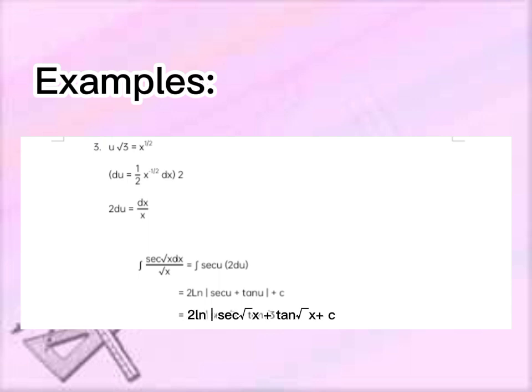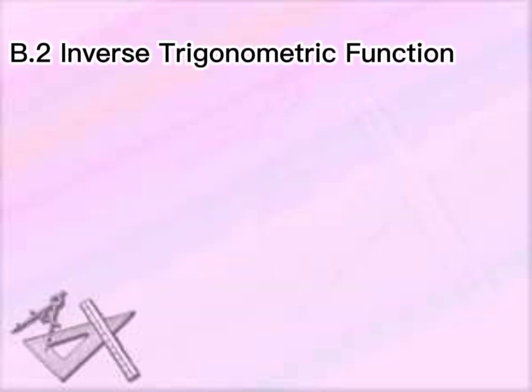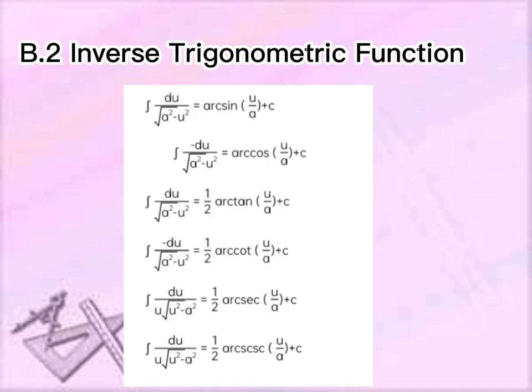So that is equal to 2 ln secant u plus tan u plus c. That is the formula. So the final answer is 2 ln secant of our u, which is square root of x, plus tan square root of x plus c, which is a constant. Now let's proceed to the inverse trigonometric functions.